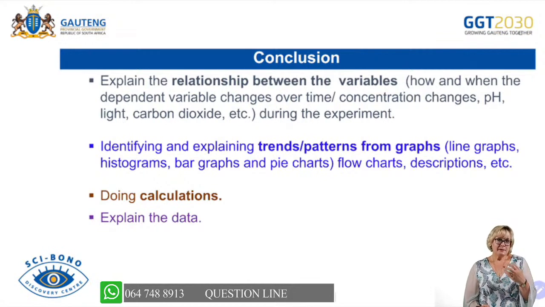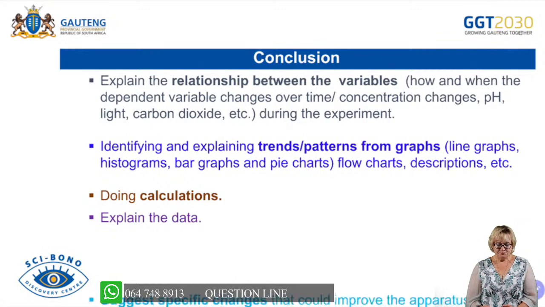Now, in the exam papers, we normally give you the data. We give you the scenario. We tell you what they have seen, and then what they have decided to do, how they did the experiment. We give you the results, and then we will ask you all these questions. So you must be able to explain the data in your conclusion.